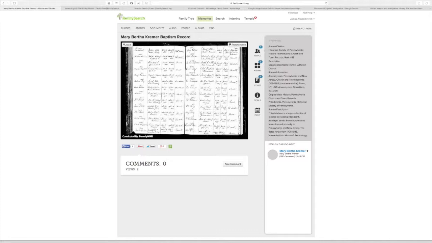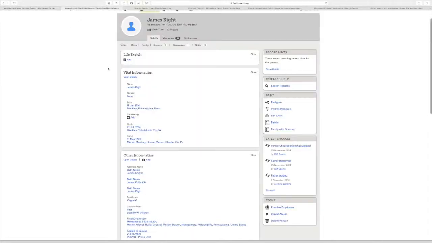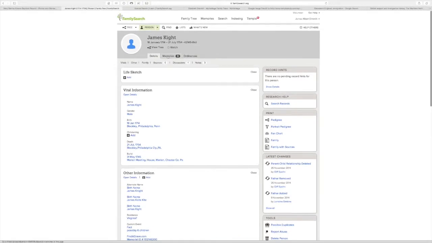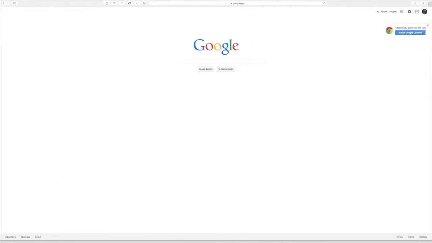So when I'm looking at a person, in this instance James Kite, and he was from Blockley, Pennsylvania, I don't know where that's at. I know where Pennsylvania is. I've been there. I just don't know where that place is in particular. So that's where the internet is going to come into play. So let's do a little search.